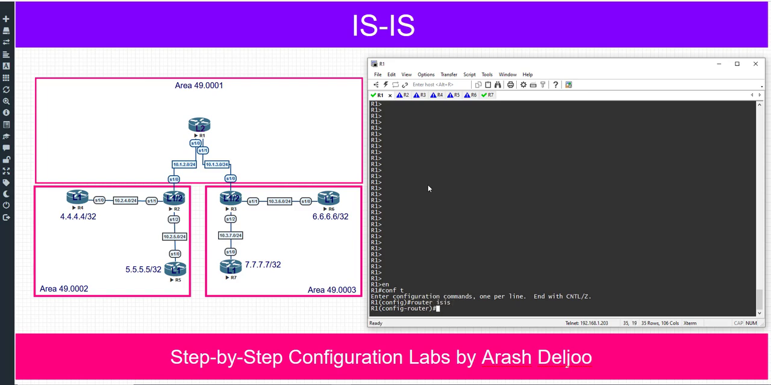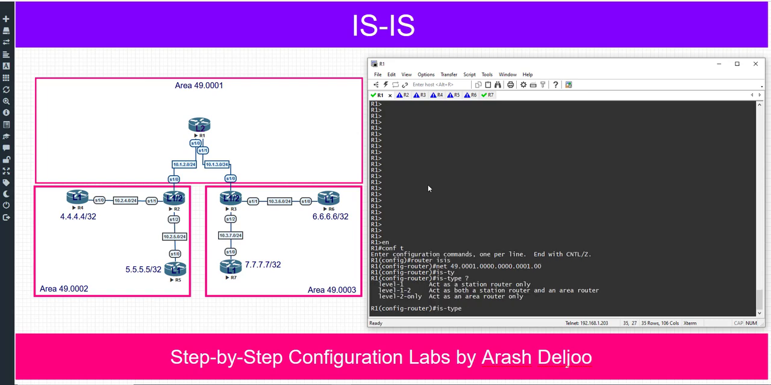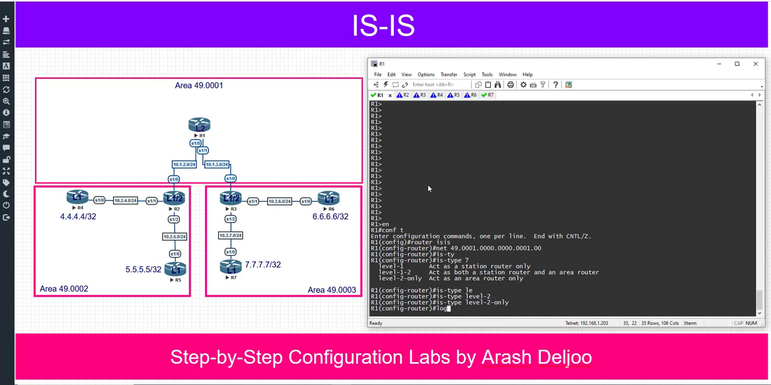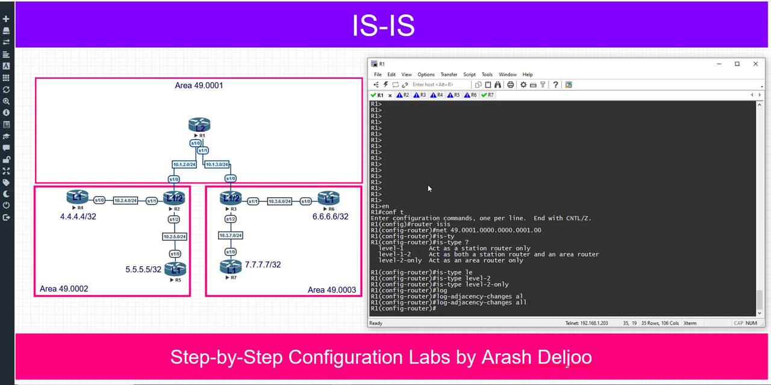Let me start with router 1: enable, configure terminal, and then router ISIS like the previous scenarios. After that, we should configure the net address. The net address of router 1 can be 49.0.0.0.1, and after that quad 0, quad 0, 0.0.0.1.0.0. And after that, the IS type. Here you should configure the IS type. We have three conditions: level 1, level 1-2, and level 2 only. The default is level 1-2. Let me configure it as level 2 only, and after that log adjacency change all is now enabled.